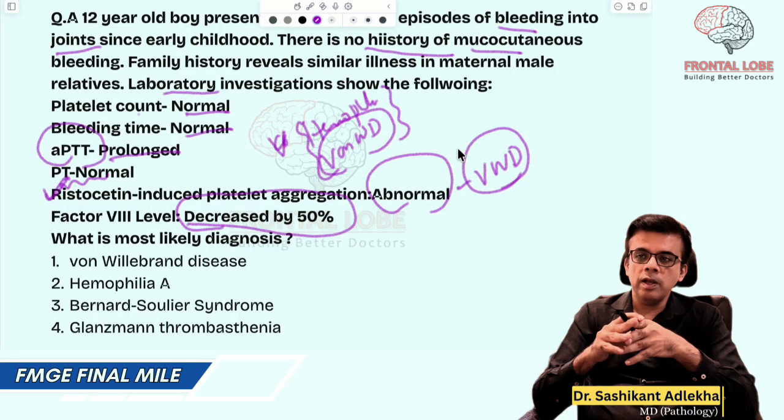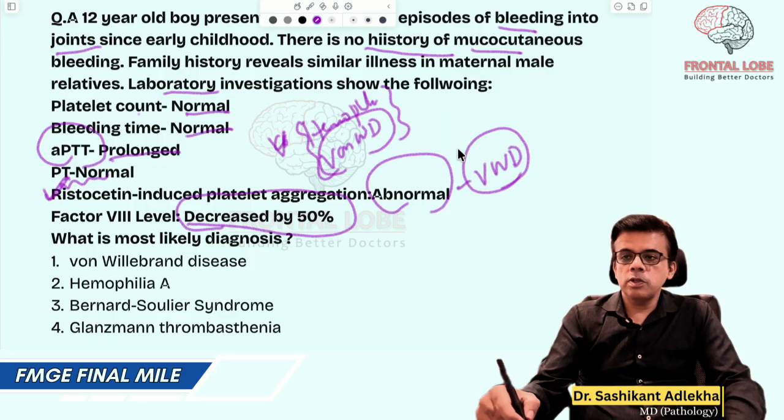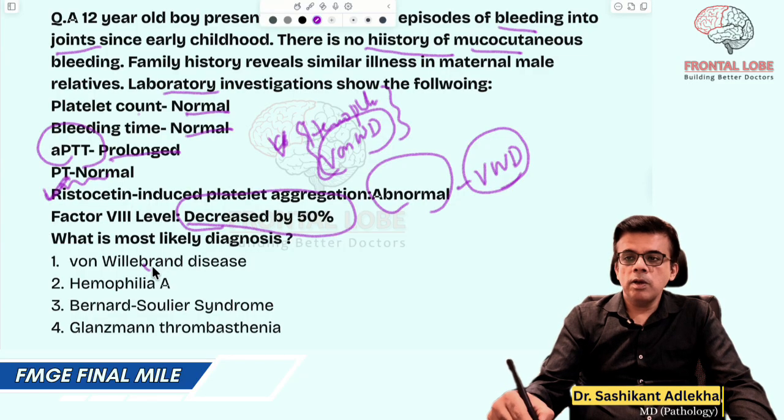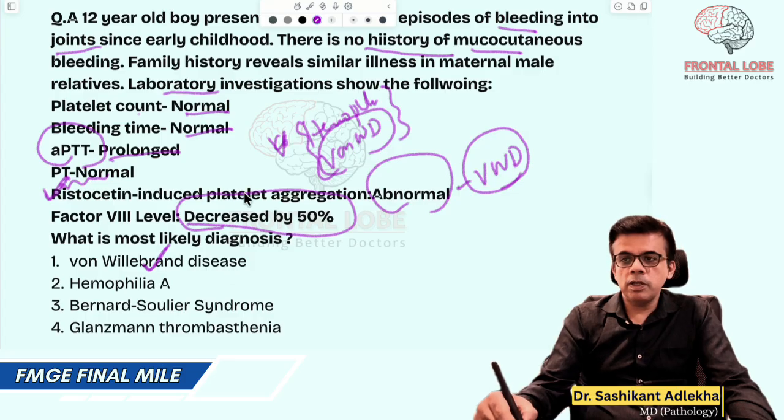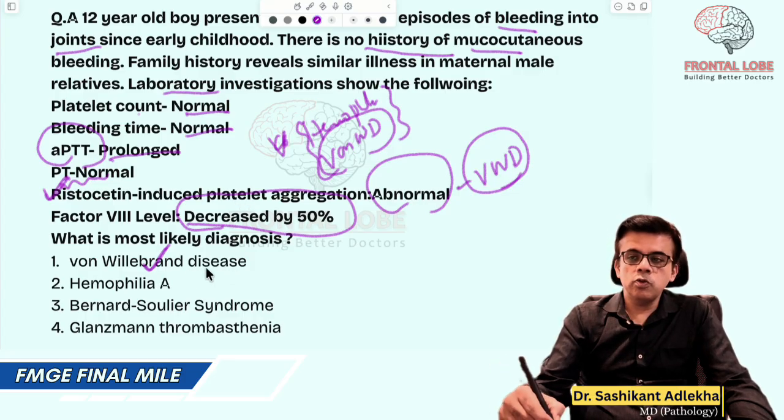Aggregation studies will be abnormal over here. It will not result in the expected platelet aggregation in response to ristocetin. So this is more likely to be von Willebrand disease. Factor 8 level may be decreased in both hemophilia and von Willebrand disease, but ristocetin induced aggregation has nothing to do with hemophilia A. Hemophilia is purely a factor 8 coagulation factor defect, an intrinsic factor defect, with nothing to do with platelet aggregation, and there is an absolutely normal response to ristocetin induced aggregation in hemophilia A. So this is ruled out.